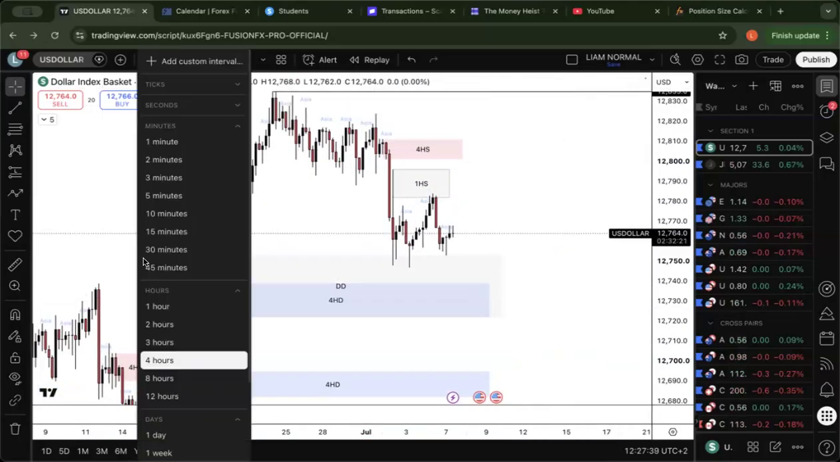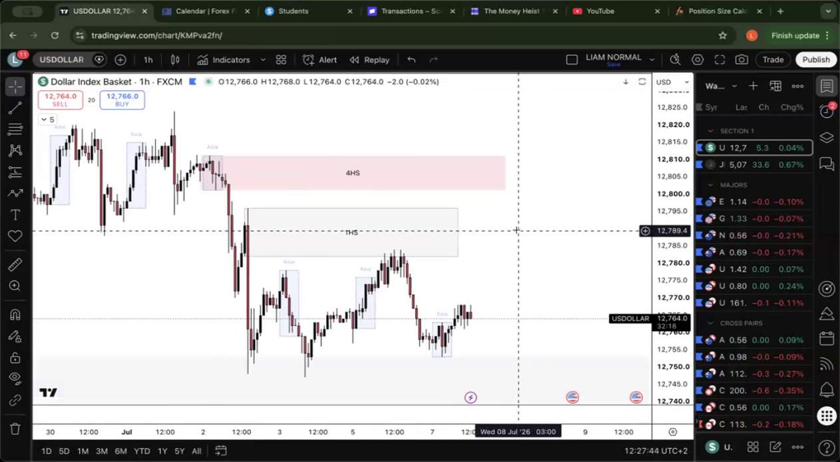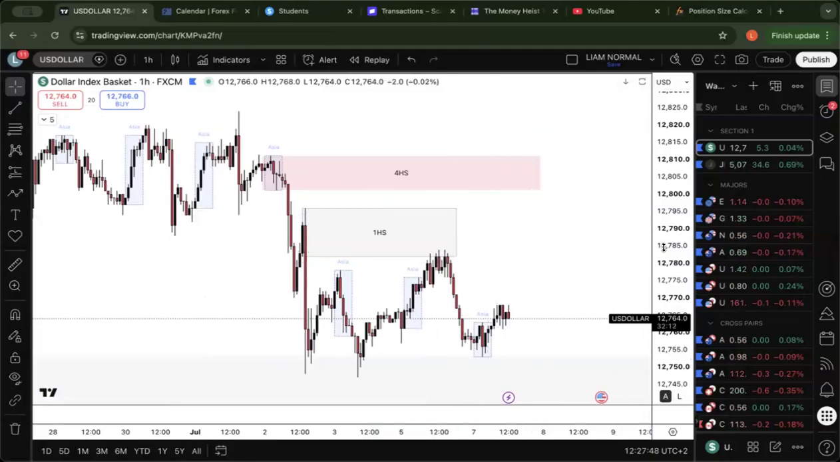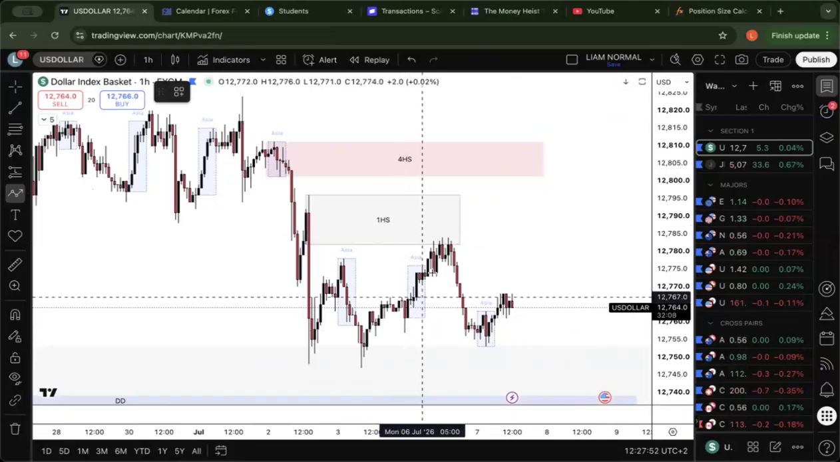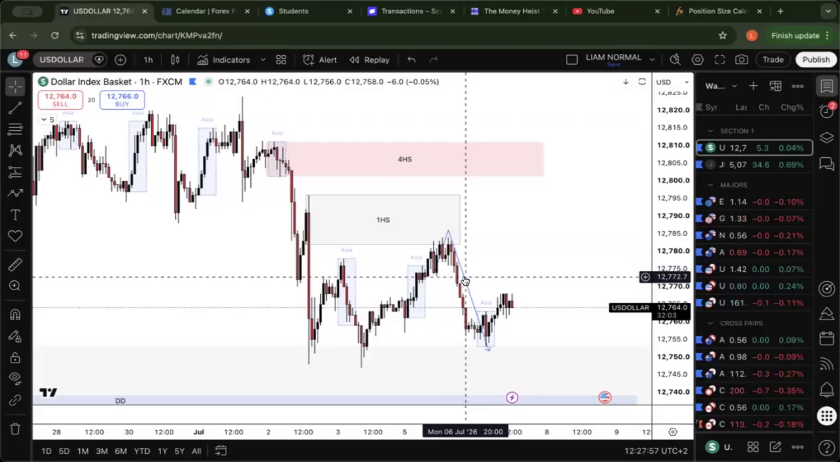Now, of course, yesterday we talked about the fact that we have this 1 hour supply area, and you can see this 1 hour supply area gave a perfect reaction, from market dipping above and then giving us this reaction from there. So we called that out yesterday on our daily market outlook.